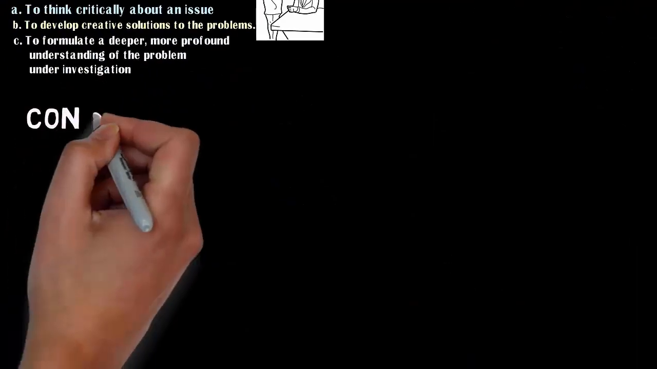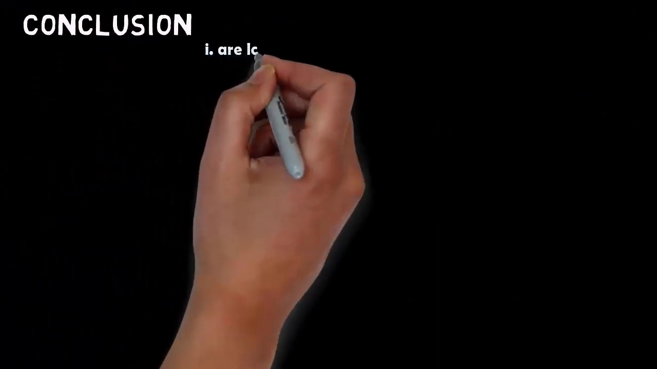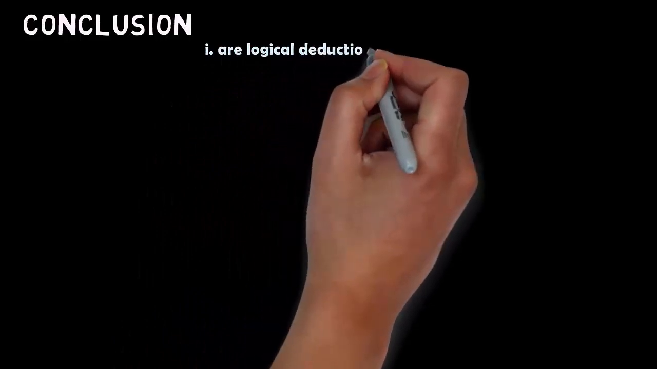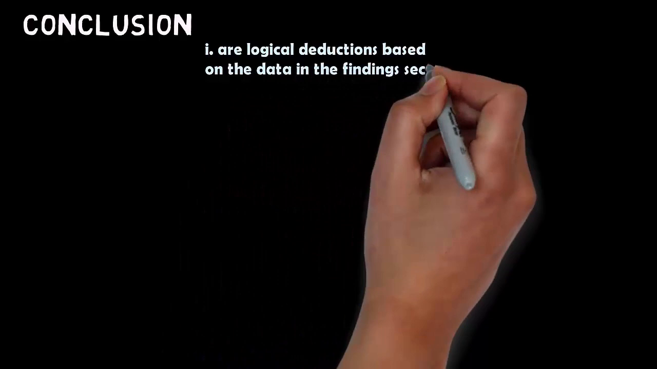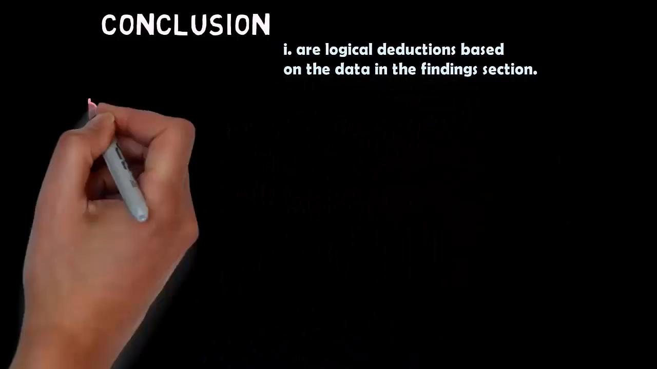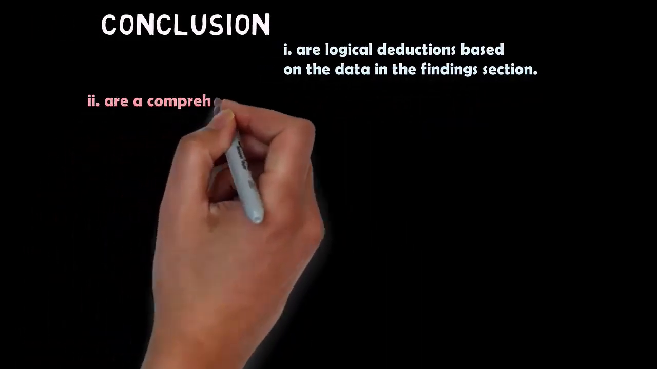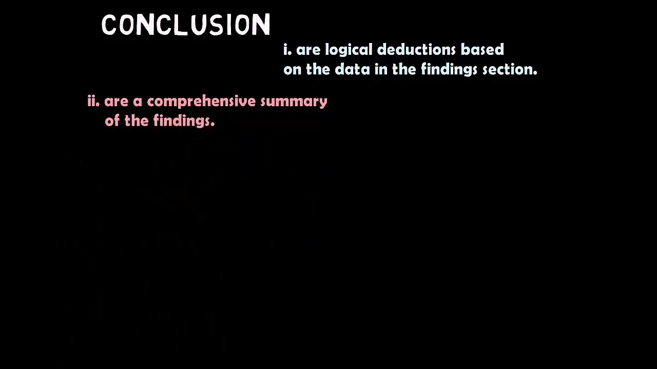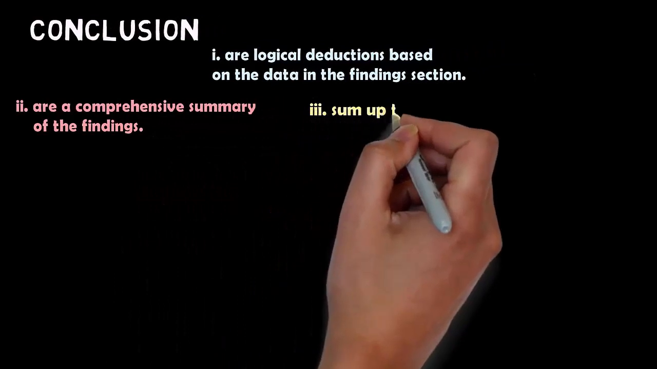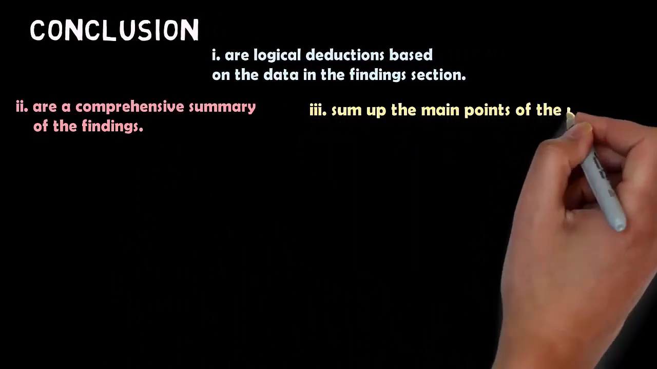The seventh section is the conclusion, that is, logical deductions based on the data in the findings section. It is the comprehensive summary of the findings and sums up the main points of the report.